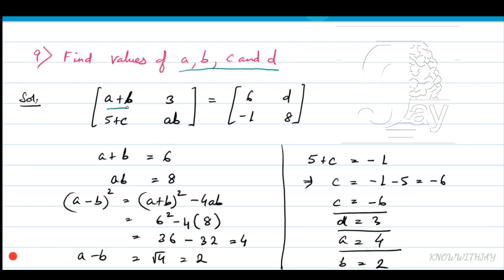Now if you compare the first element of the two matrices, we get a plus b equals 6 and ab equals 8. Now to find the values of a and b separately, because we have a plus b and ab, we need to find a minus b. So if we subtract 4ab from (a plus b) whole square, we get (a minus b) whole square. So putting the values of a plus b and ab in the equation, we have 36 minus 32 equals 4. So a minus b equals root 4. Hence a minus b equals 2.